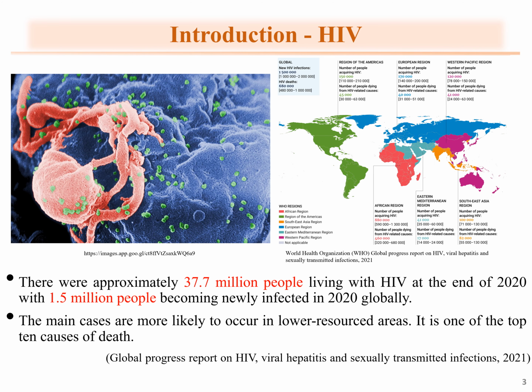According to the WHO Global Progress Report on HIV, viral hepatitis and sexually transmitted infections 2021, there were approximately 37.7 million people living with HIV at the end of 2020, with 1.5 million people becoming newly infected in 2020 globally. The main cases are more likely to occur in lower resource areas. It is one of the top 10 causes of death. Hence, HIV testing is a very important issue in the world.